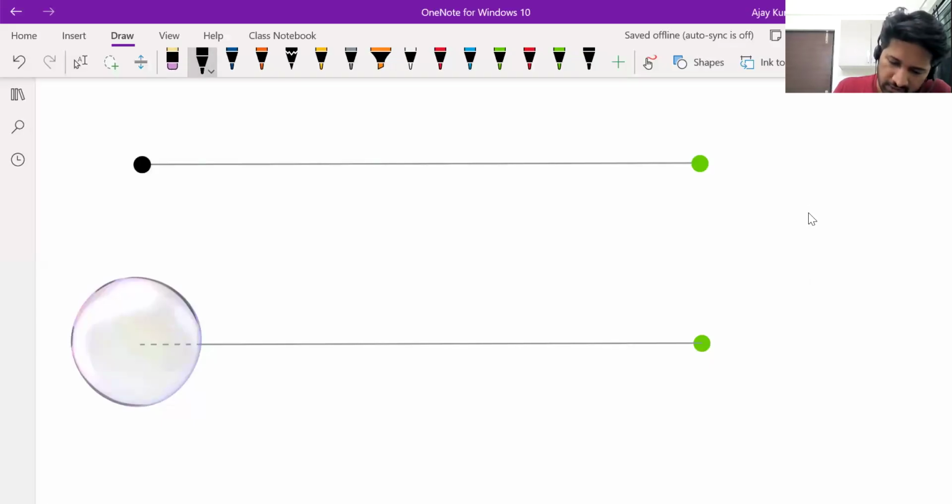Assume there are 2 point masses, m1, m2, separated by a distance x. Can one of you quickly tell me what is the potential energy of this system? Gravitational potential energy.